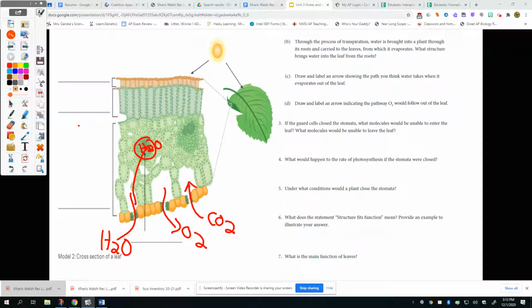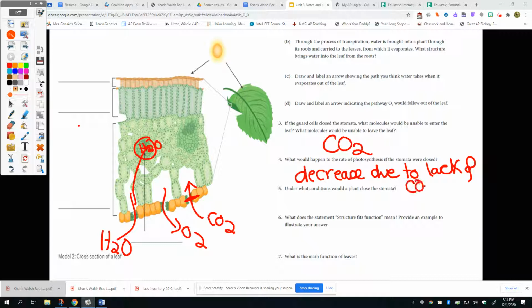If we look at question 3, it says, if the guard cells close the stomata, what molecules will be unable to enter the leaf? So now this has closed. What's not coming in? Carbon dioxide. And what would happen to the rate of photosynthesis if the stomata were closed? Well, think about the equation for photosynthesis. Carbon dioxide is required. So if we're not letting any more carbon dioxide in, the rate of photosynthesis would decrease due to lack of CO2.